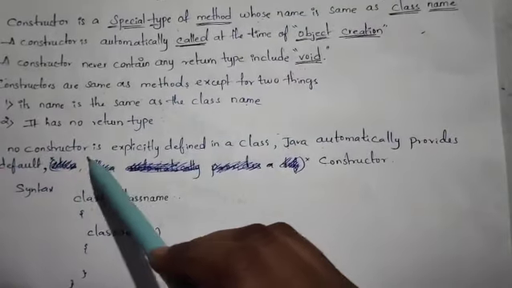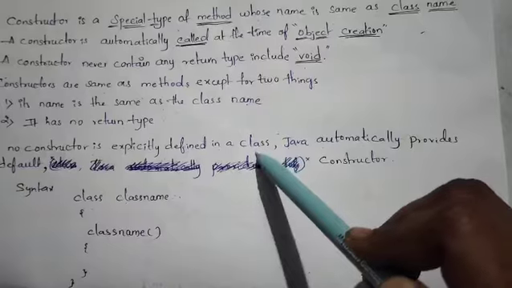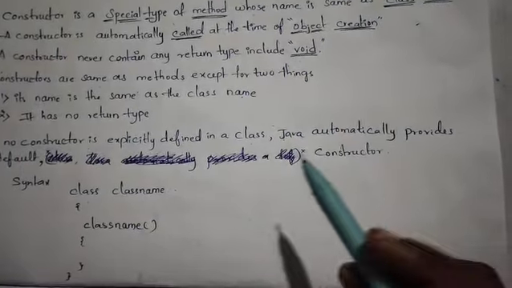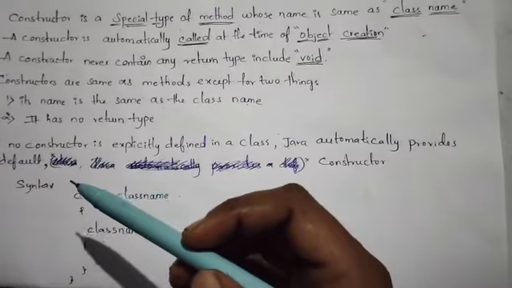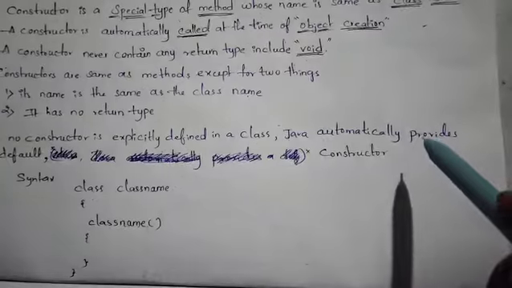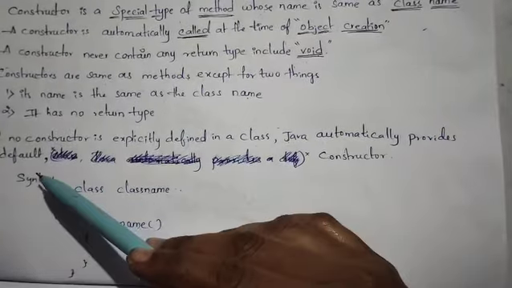If no constructor is explicitly defined in a class, Java automatically provides a default constructor. When we do not create any constructor in our program, then Java provides a default constructor.